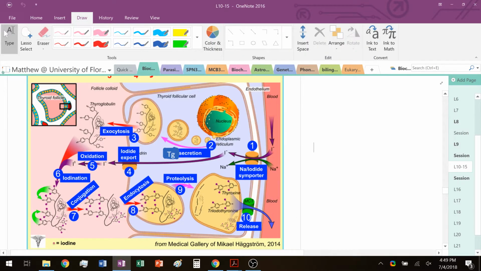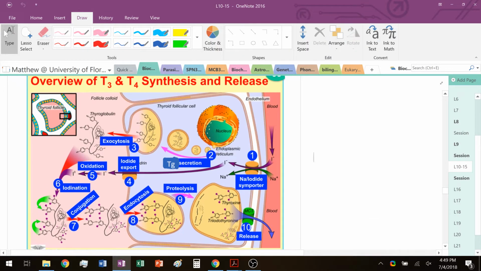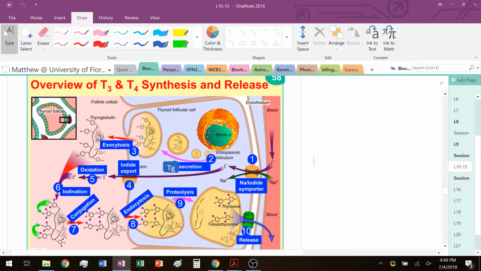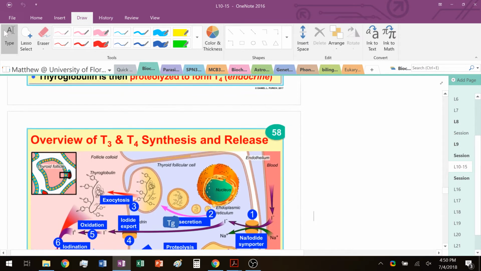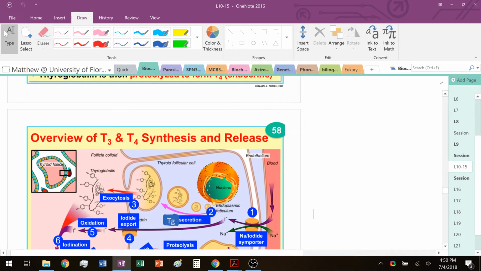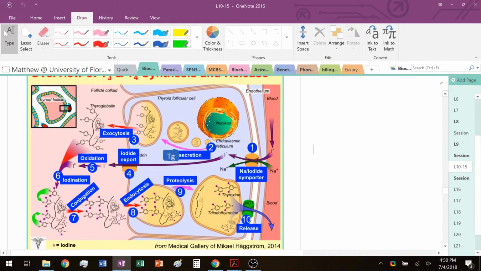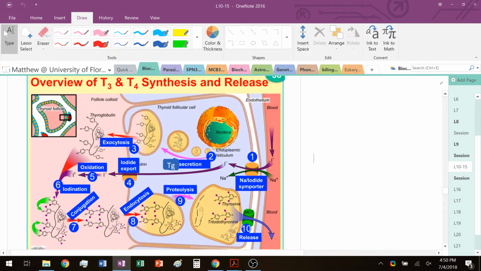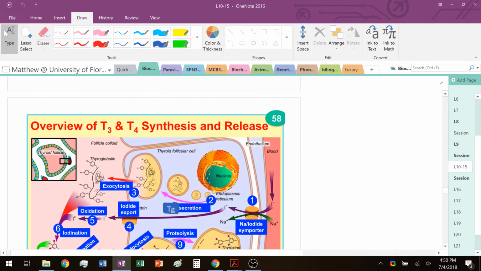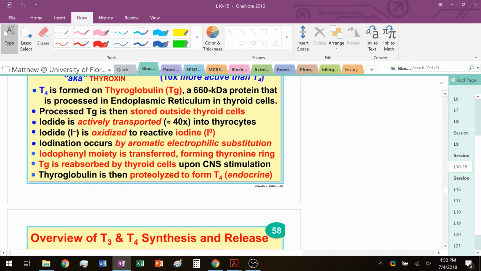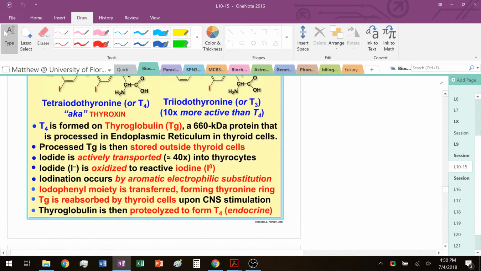Okay, so this is going to be just a quick video on basically the overview of T3 and T4 synthesis within your cells. This is something that when I was a student, it was not part of the lecture. However, it's here for you guys, so we need to kind of learn it. So this is in lecture 13, I believe. Yeah, it's definitely in lecture 13.